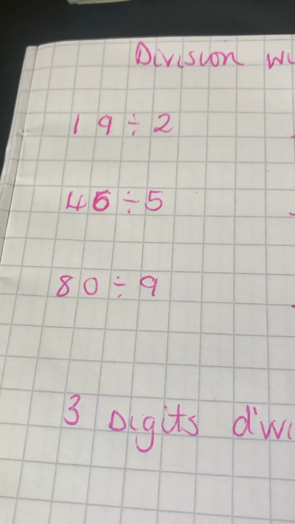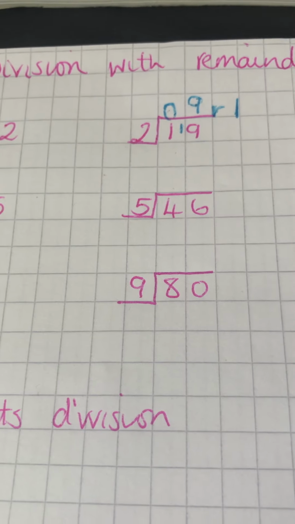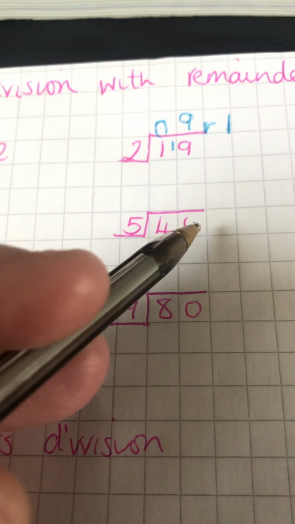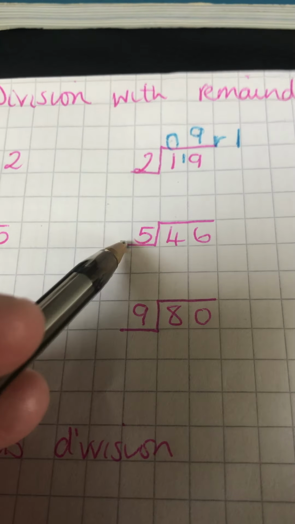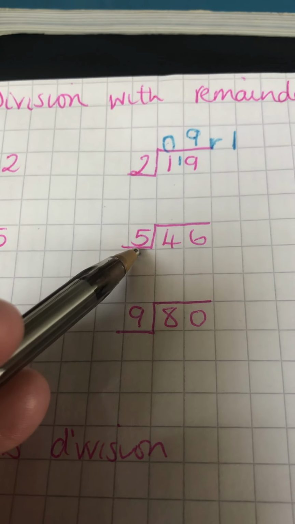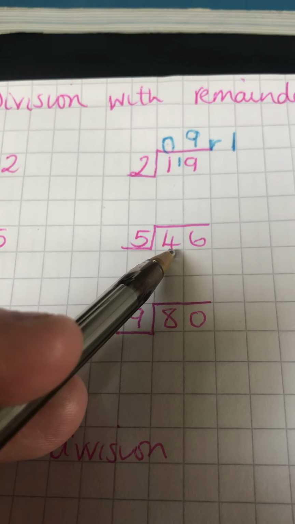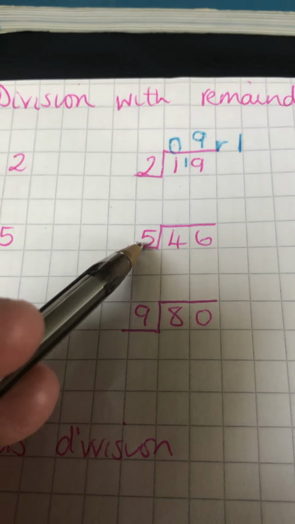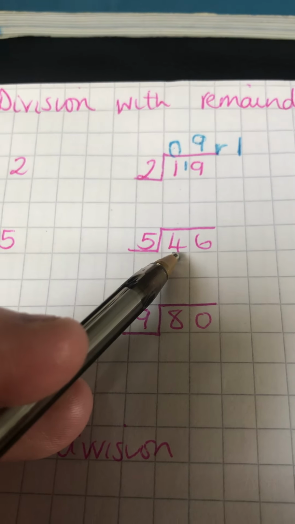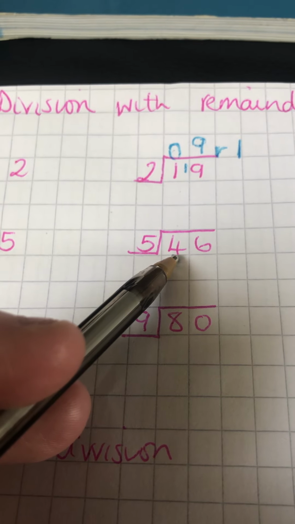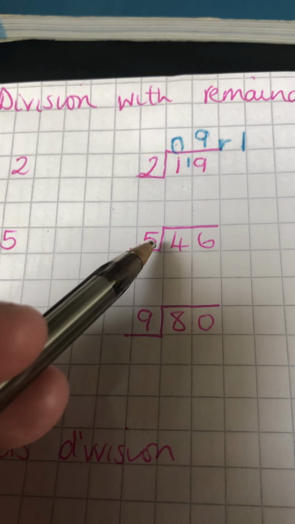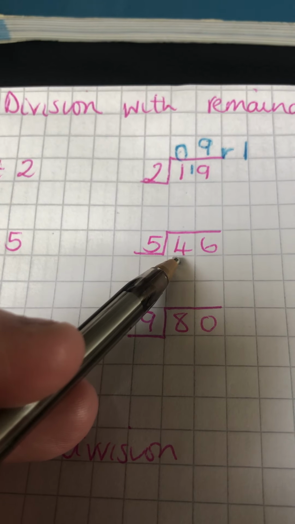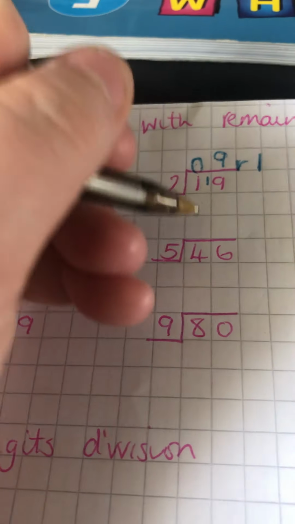46 divided by 5. So I'm going to set it out like that one again. How many times is 5 going into 46? So we'll look at the first one. 5 times what makes 4? Can we do that? Is 4 a station of the 5 times table? No, it's not. So what's the station below 4 in the 5 times table? 5 times something makes, that's right, 0.